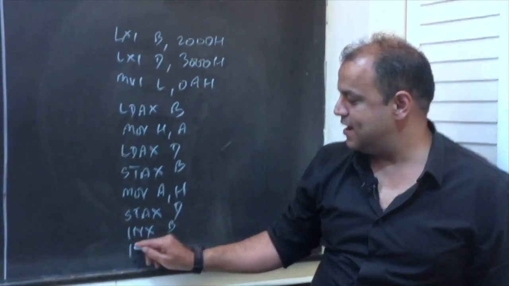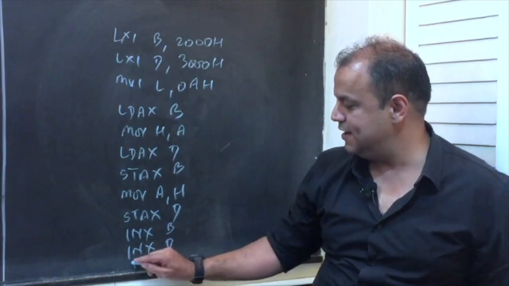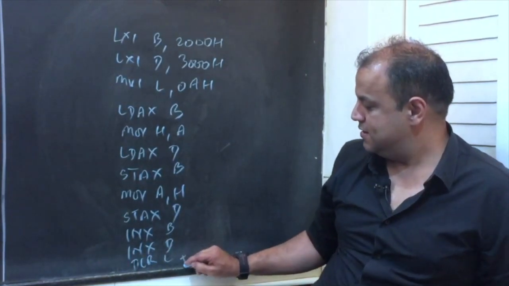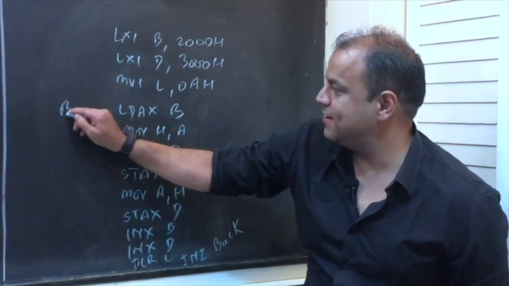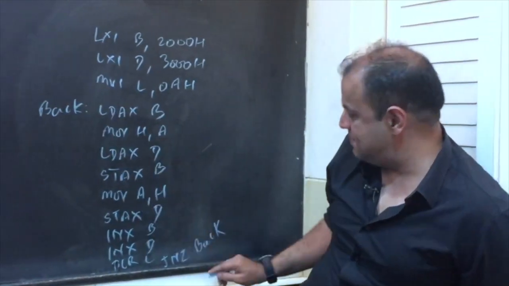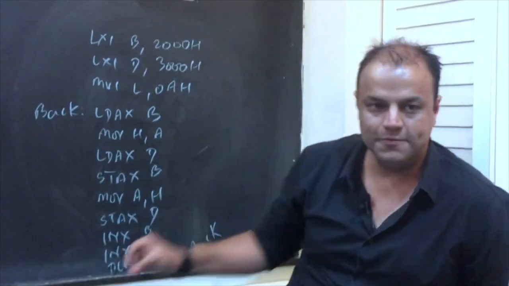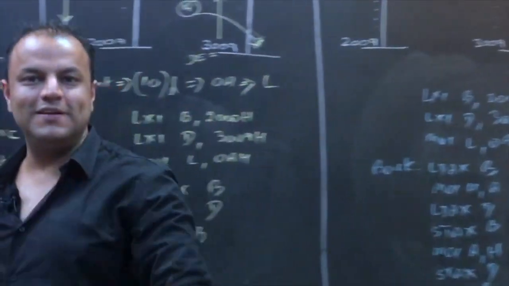INXB. INXD. DCR L. JNZ back. This is back. That's the end of the program. End the program by writing HLT. That's it. Tell me, did you understand this?